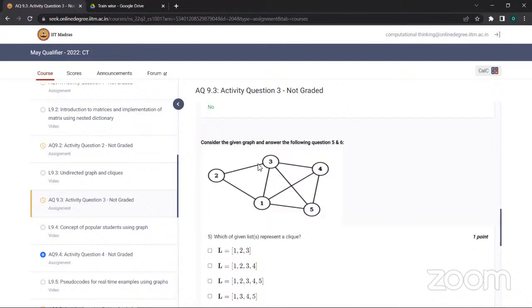A directed edge has some direction on it. We sometimes write arrows on the edge, right? Yes, sir. That is directed or undirected. 2 and 4 are connected via 3, via a hop. With an intermediate node, they are connected. They are not connected with a direct edge.